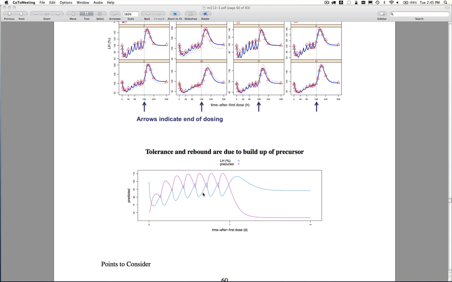And the reason that this tolerance develops is because you get a buildup of this precursor shown here in pink. So with every dose, up until you establish a new steady state with it, it is building up. And because it's a first order process going from the precursor to the luteinizing hormone, the more precursor you have, the greater the development of the luteinizing hormone. And then when you remove that inhibition, you get that little bit of an increase here. This is one of the earlier dose groups in luteinizing hormone, because you have a transient availability of an increased amount of that precursor. And so that's sort of the theory behind it.